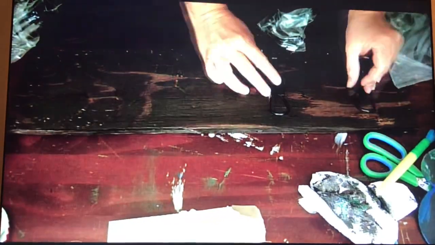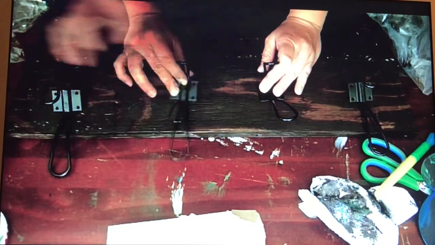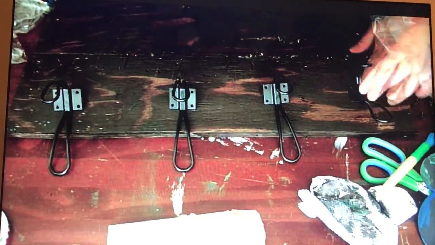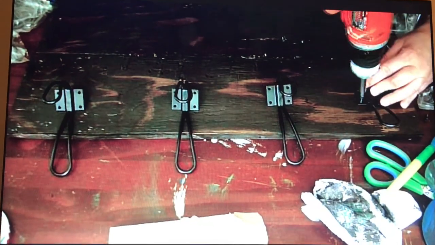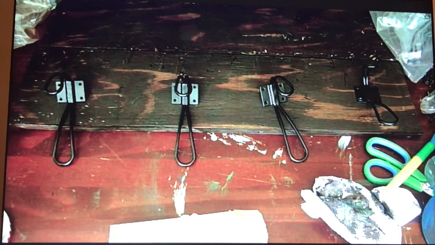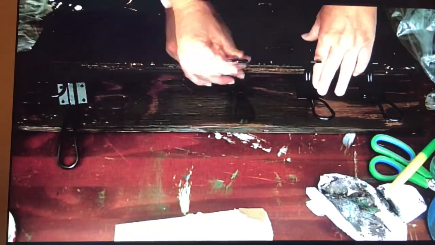I think they wound up being maybe $1.50 per hook. They weren't very expensive, and they were exactly what I was looking for, because I wanted the double hooks, one at the top and one at the bottom. It just gives you extra hooks. And they weren't too bulky or anything like that. And to me, they had that farmhouse look.